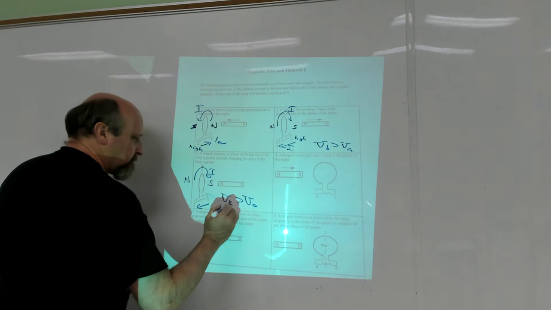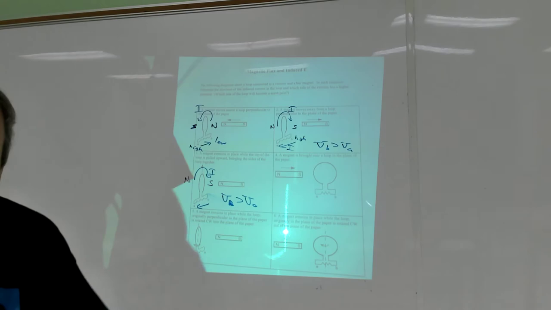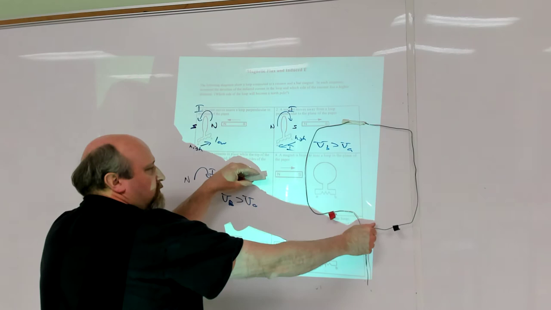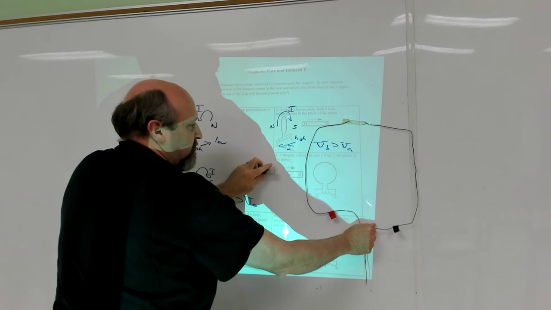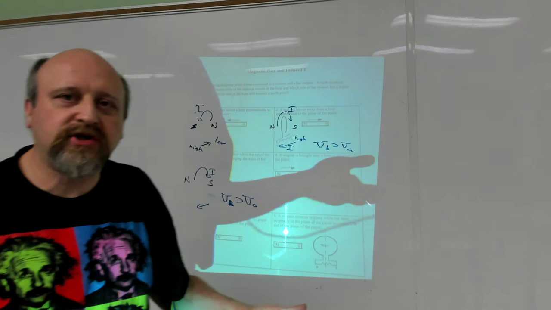Okay. Four, magnet is brought near a loop in the plane of the paper. So this time the loop is actually flat in the plane of the page. I got my south pole, I'm moving towards it. Well, how many field lines are going through this thing? If it's in the same plane as the magnet, no field lines are going straight across it. There's no field lines going through. And as this gets closer or farther, it doesn't change the fact there's no field lines going through. There is no change in the flux.